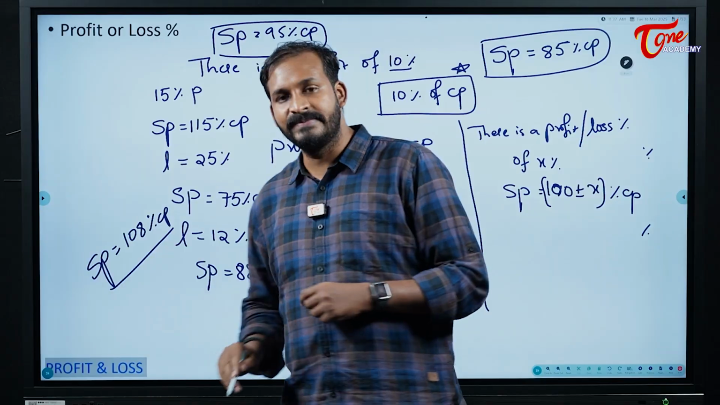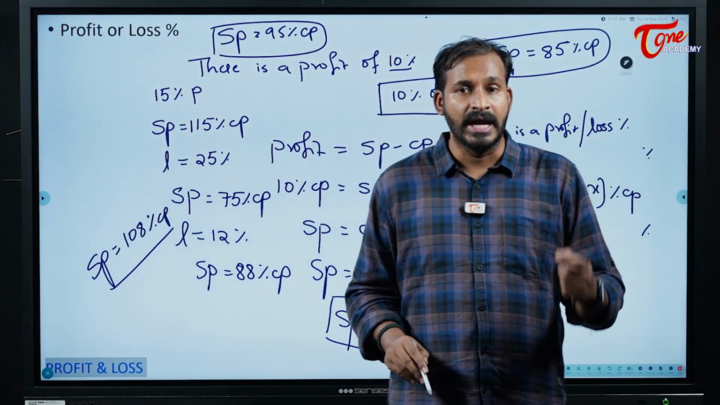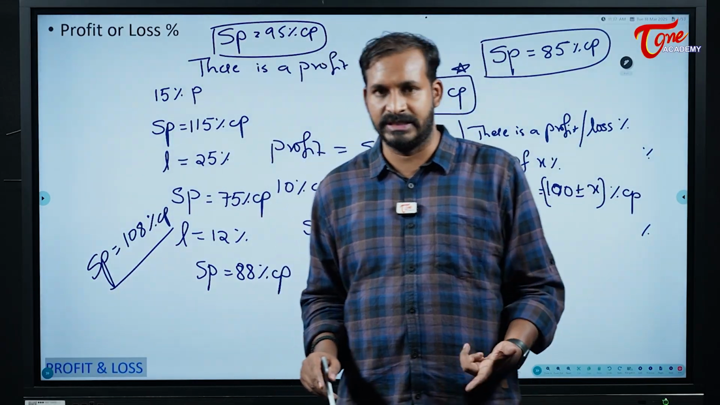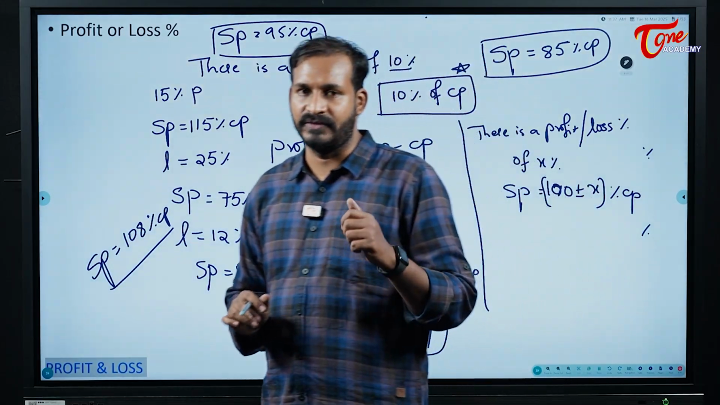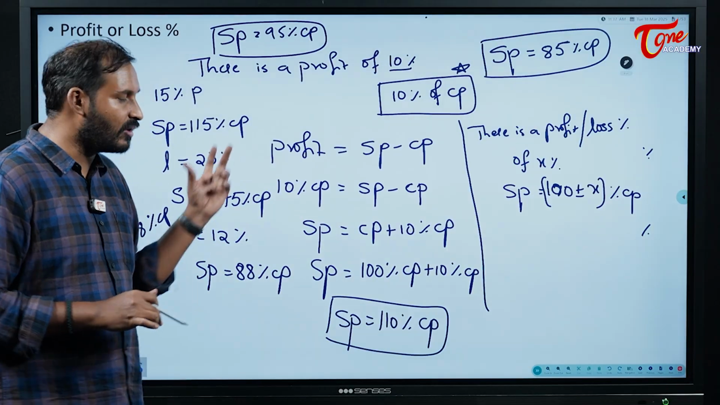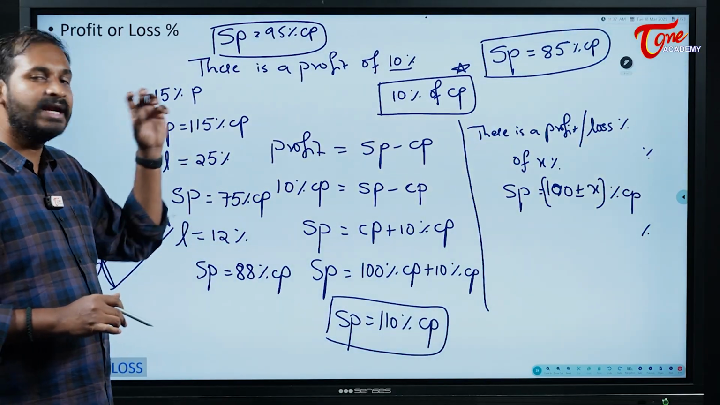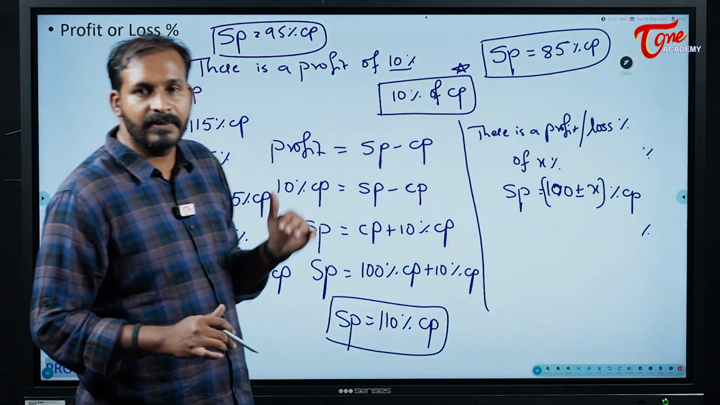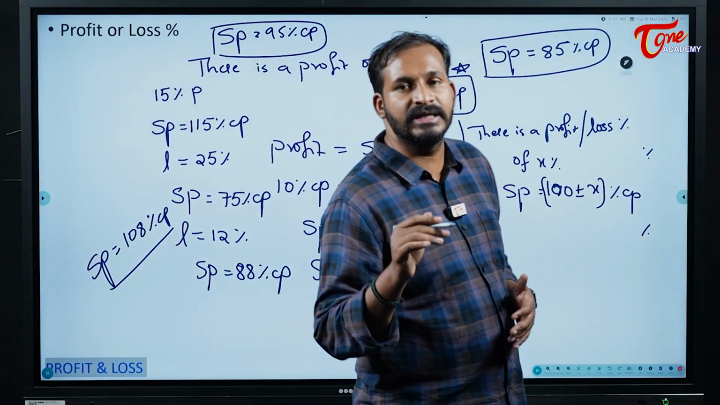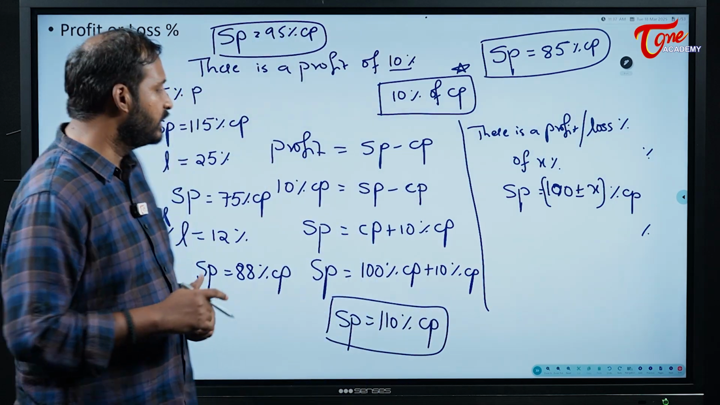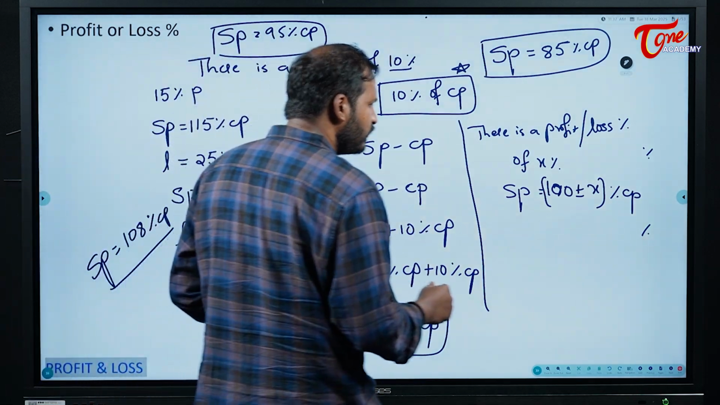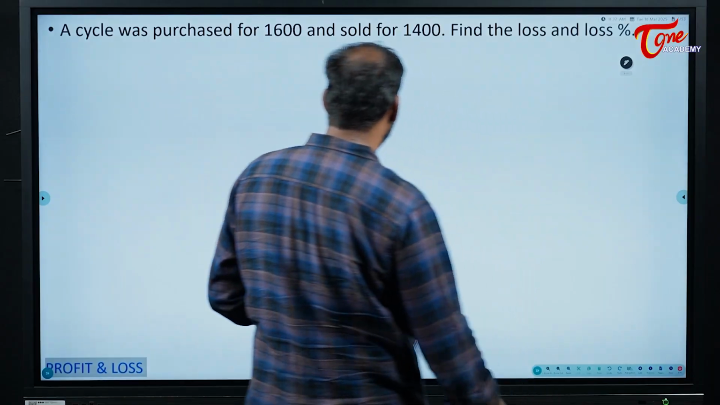And similarly, if I came to know that SP is equal to some 108% of CP, what does it indicate to me? It indicates a profit, and profit by what? 8%. More than 100, that is a profit. So in this manner, we will solve most of the problems by writing the relation between selling price and cost price if the profit percentage or loss percentage is given. Okay, next. We will try to observe things and solve the problems.